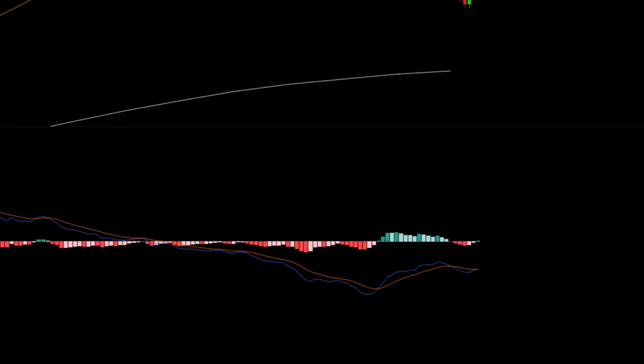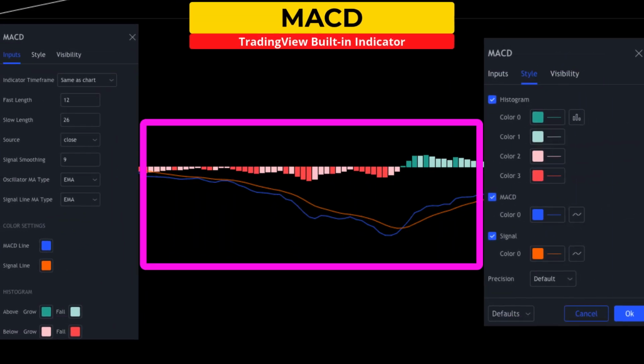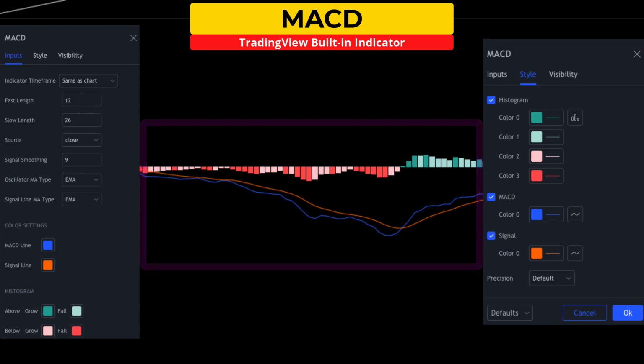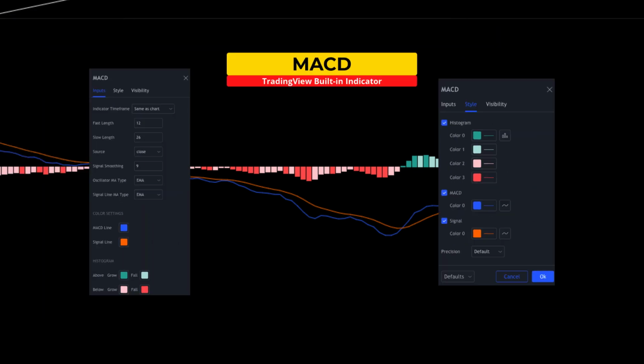The first indicator is the Moving Average Convergence Divergence, or MACD. I'm going to keep the inputs and style at default settings. The MACD will provide us with our setup and trigger signals.